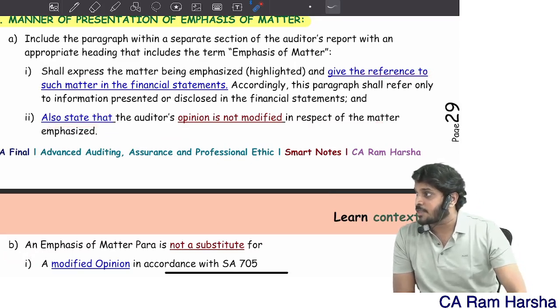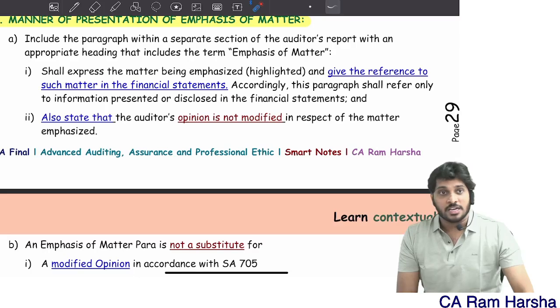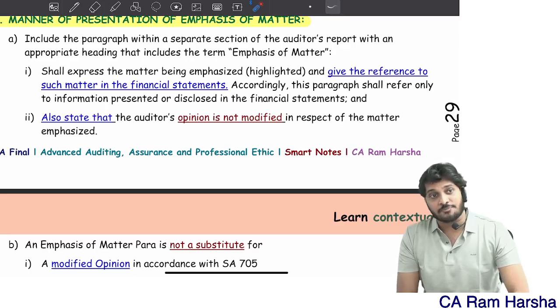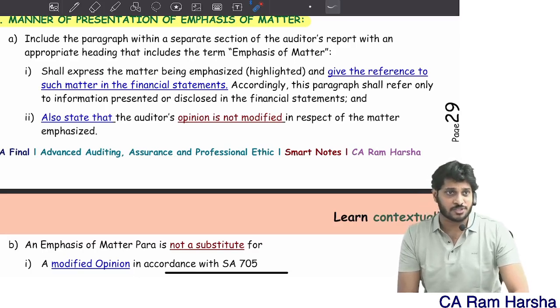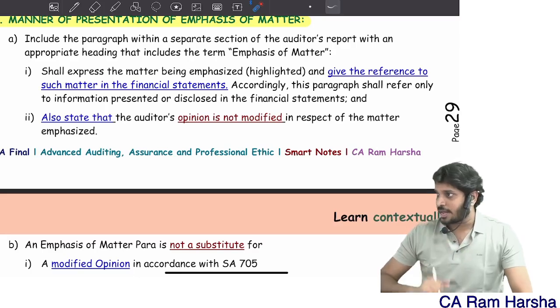They may give you an exam. Write about emphasis of matter paragraph. Give 2 examples. What should be the manner of presentation of emphasis of matter paragraph? It is a 5 marks question. It was tested many times. Clear. Emphasis is over.